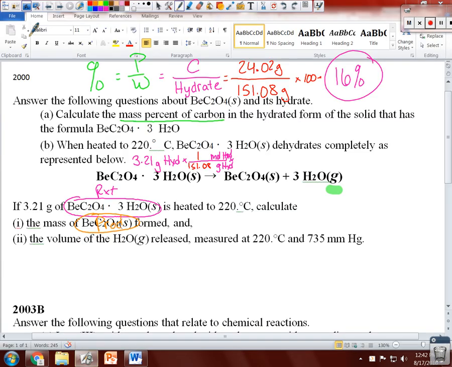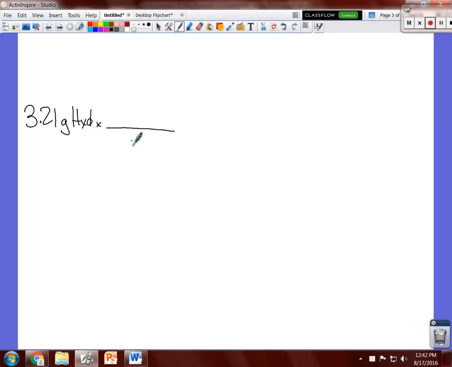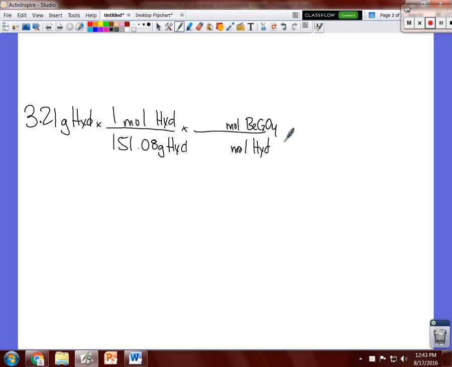It's a great question. Let's go back. If 3.21 grams, okay? And we said it was 151.08 grams of the hydrate is in 1 mole of the hydrate. Now, we know that moles of the hydrate's on bottom. We got to get rid of what's on top. Okay? Very good. The moles of the BeC2O4, the beryllium oxalate.